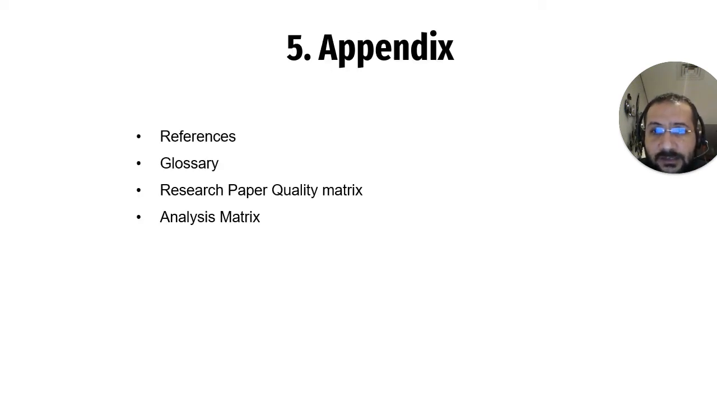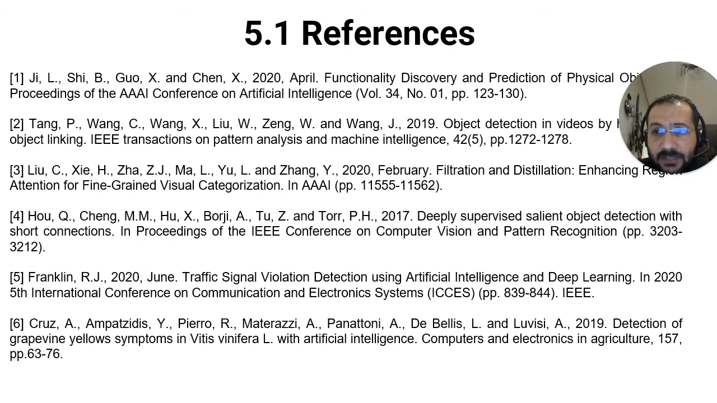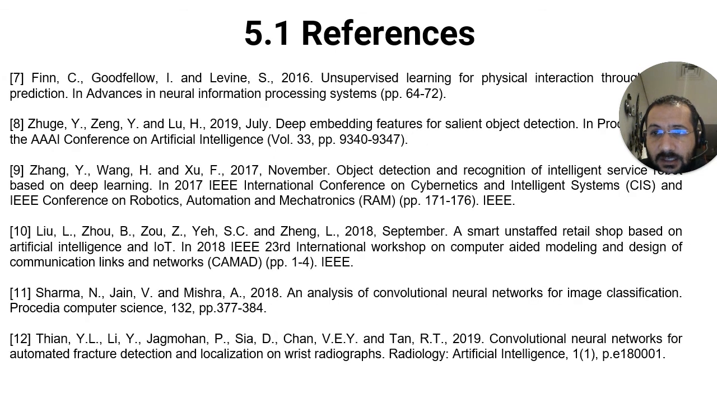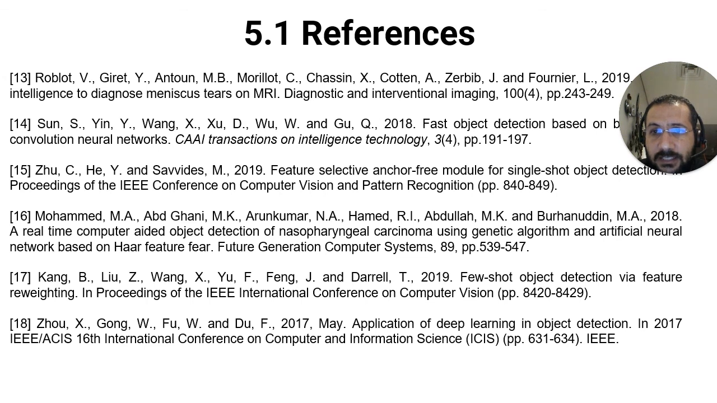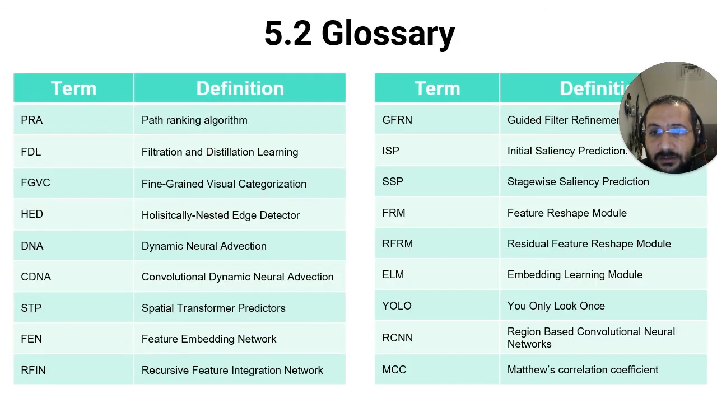Moving on to the next slide, here is the appendix. As you can see, it has 4 sections: references, glossaries, research paper quality, and analysis metrics. This is the references in general. So here is 6, here is still 12, still 18, and this is the glossary we got, trying to make it very clear when it comes to all abbreviations, I would say.